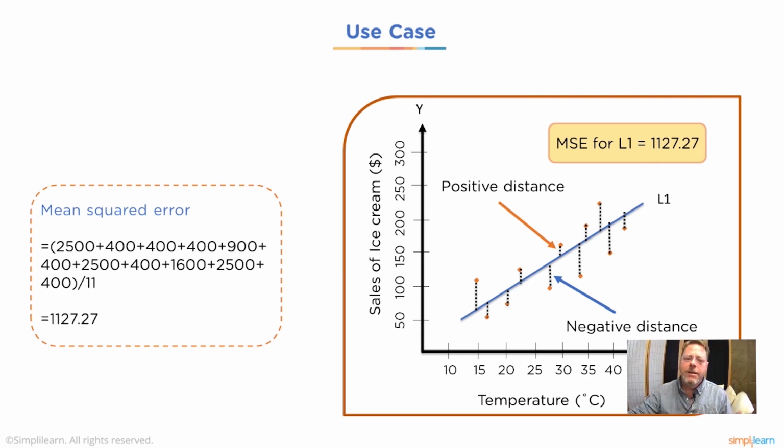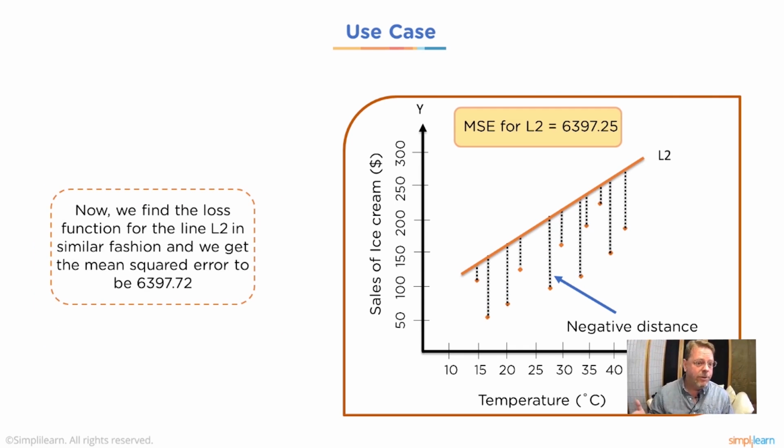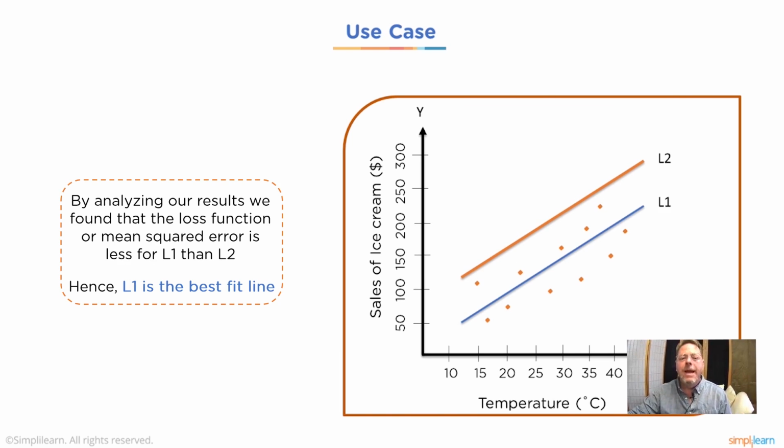And in this case, they ran a demo on this and it was 1,127.27 for our L1 line. Now we find the loss function for line L2 in a similar fashion, and we get the mean square error to be 6,397. And it's computed the same way. So maybe you put this line just way outside the data range, and this is the error you get. By analyzing our results, we find that the loss function, or the mean square error, is less for L1 than L2. Hence, L1 is the best fit line.